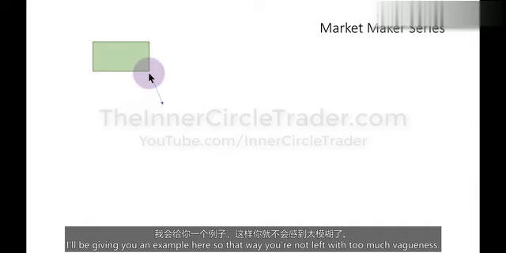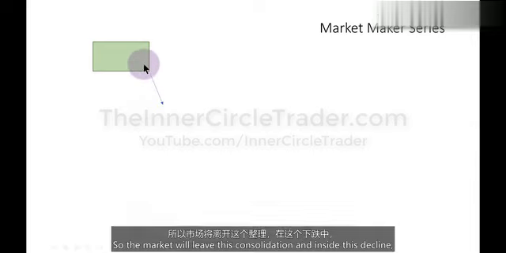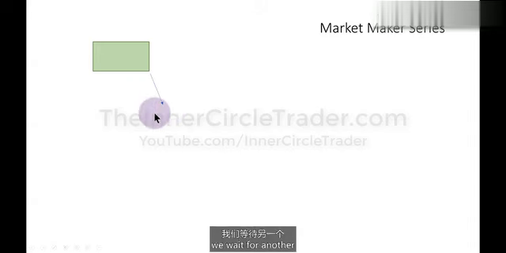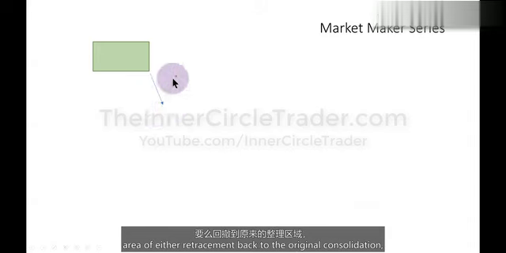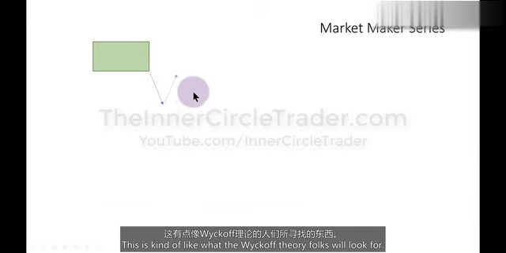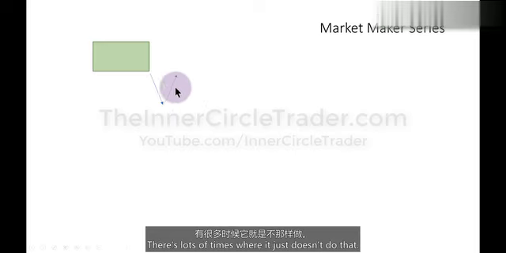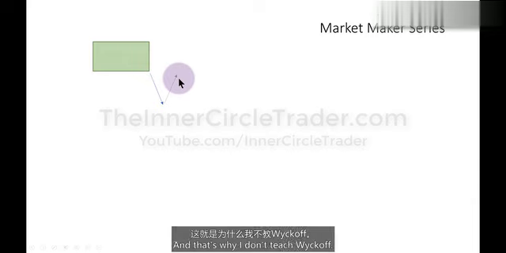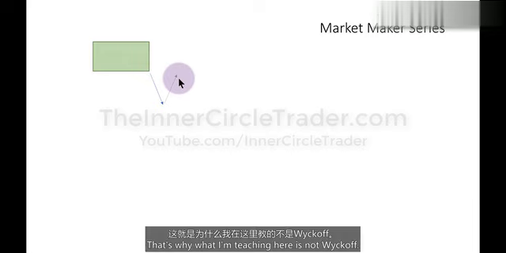I'll be giving you an example here so that you're not left with too much vagueness. So the market will leave this consolidation, and inside this decline, we wait for another area of either retracement back to the original consolidation, which it does not have to do. Okay, it does not need to do this. This is kind of like what the Wyckoff theory folks will look for. There's lots of times where it just doesn't do that. And that's why I don't teach Wyckoff. That's why what I'm teaching you here is not Wyckoff.